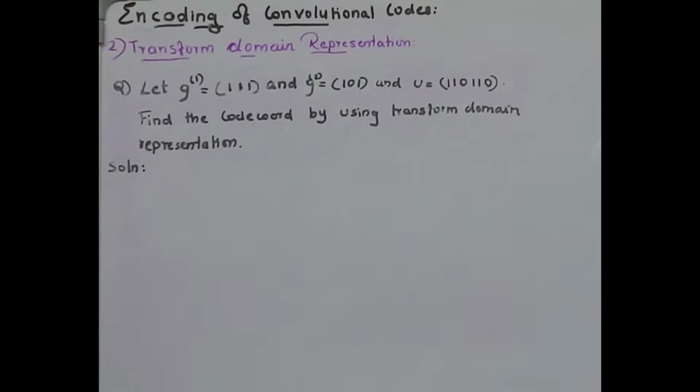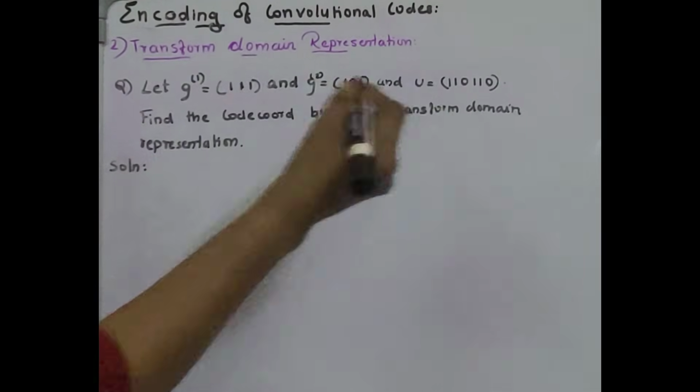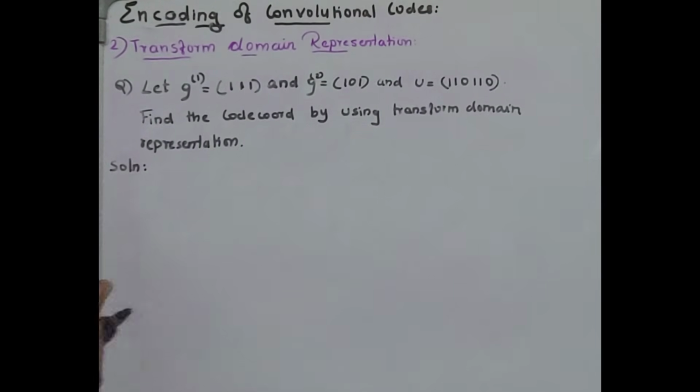Now consider the question. Let G1 is equal to 111 and G2 is equal to 101, and the message U is equal to 110110. Then find the code word by using transform domain representation. Now the solution: first of all we want to convert these sequences to polynomials.